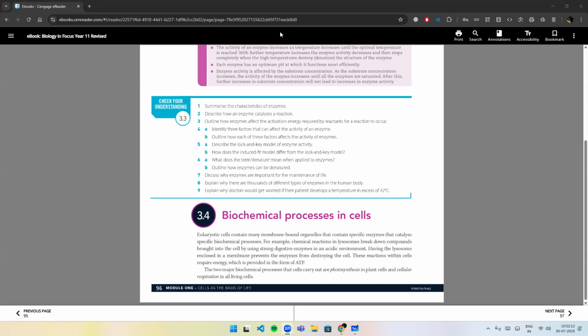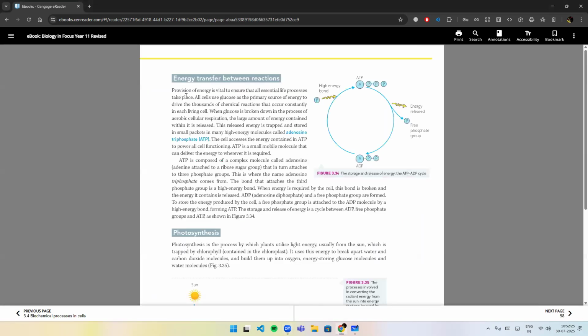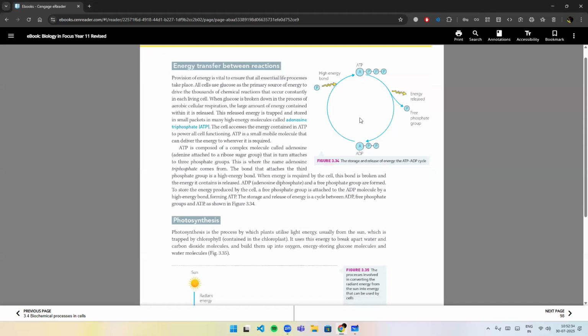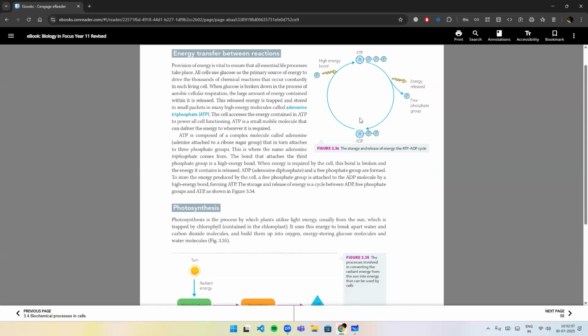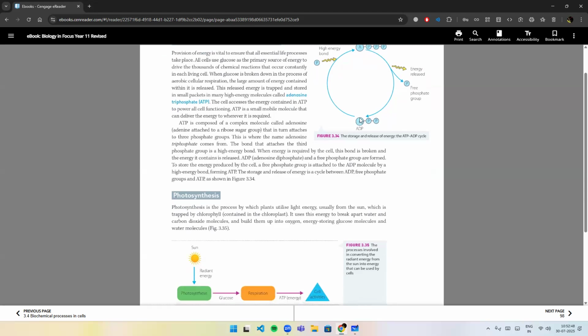These reactions within cells require energy, which is provided in the form of ATP. The two major biochemical processes that cells carry out are photosynthesis in plant cells and cellular respiration in all living cells. Energy transfer between reactions. Provision of energy is vital to ensure that all essential life processes take place. All cells use glucose as the primary source of energy to drive the thousands of chemical reactions that occur constantly in each living cell. When glucose is broken down in the process of aerobic cellular respiration, the large amount of energy contained within it is released.